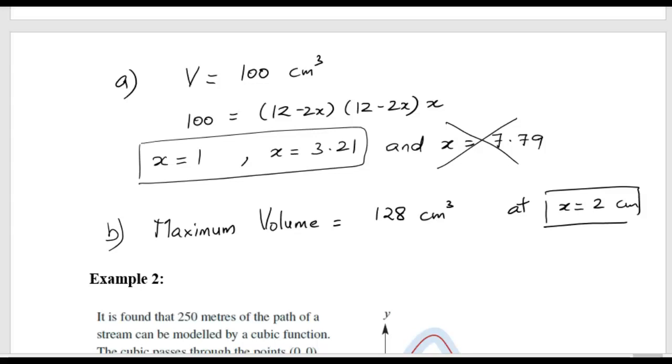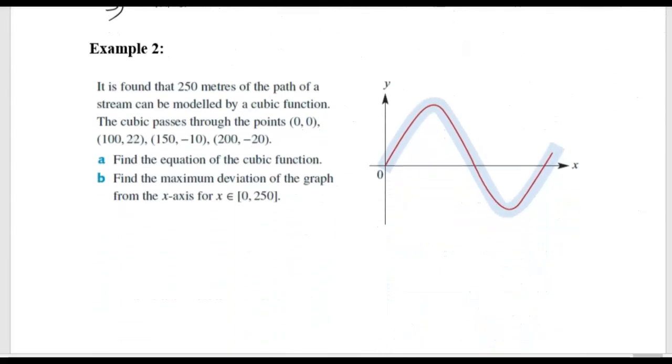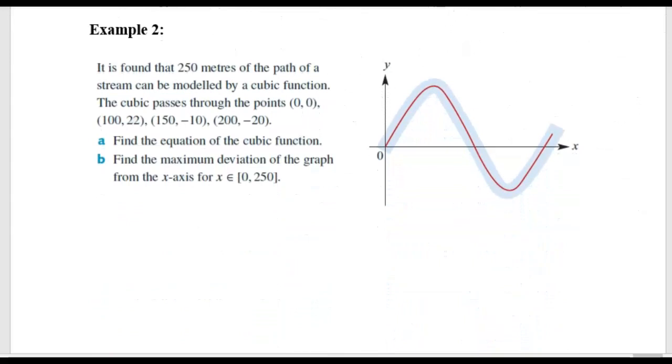Right, let's go to a second example, slightly different one. In this case, let's read this one to start with. It is found that 250 meters of a path of a stream can be modeled by the cubic function. They've given us some information about the cubic function, that it is passing through 4 points. The first part of the question says, find the equation of the cubic function.